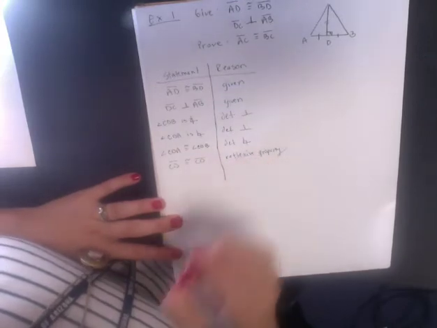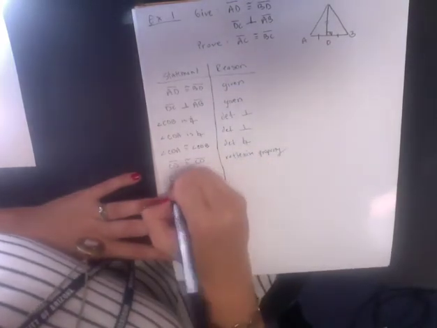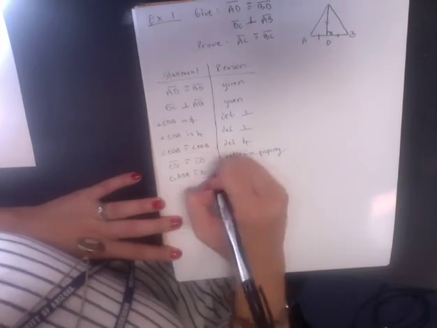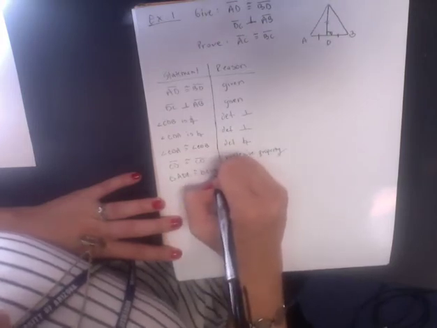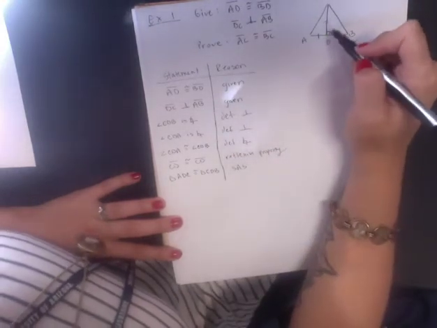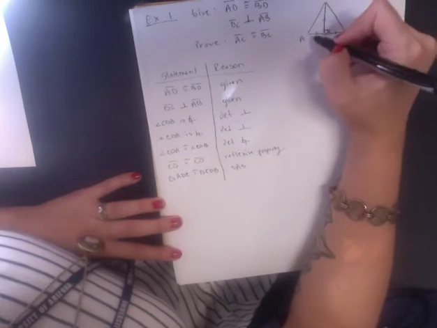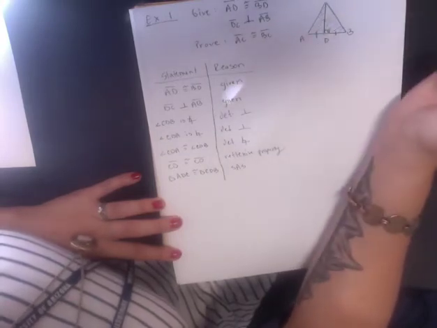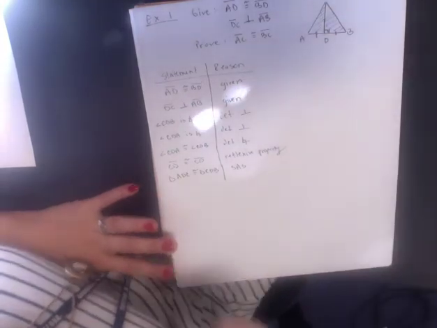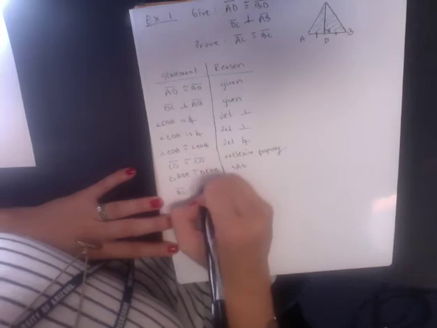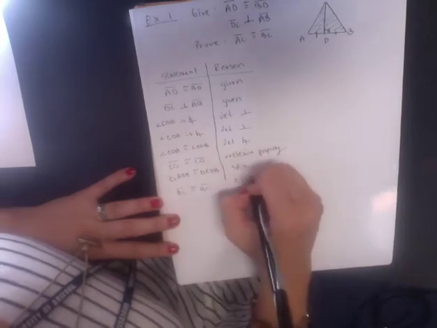Now, if I look, I can say now that triangle ADC is congruent to triangle CDB by side, angle, side. I have a side, an angle, and a side. I'm looking at these two little triangles in here. Now, all of this tells me I can say AC is congruent to BC by what we call CPCTC.